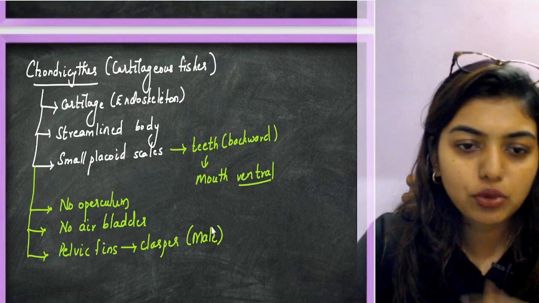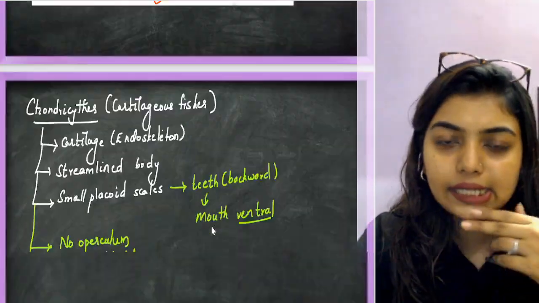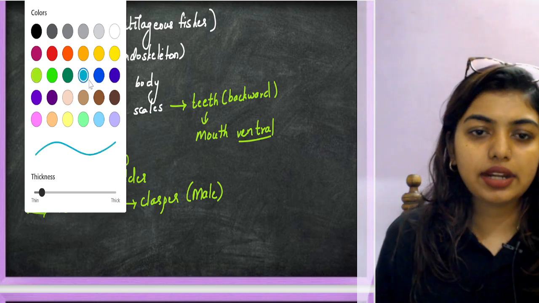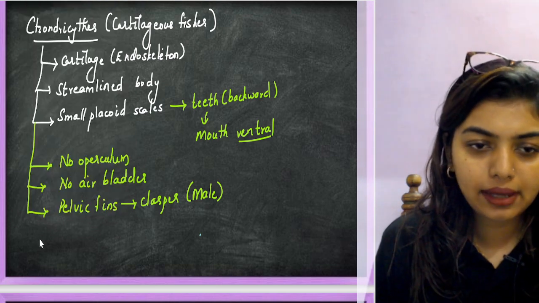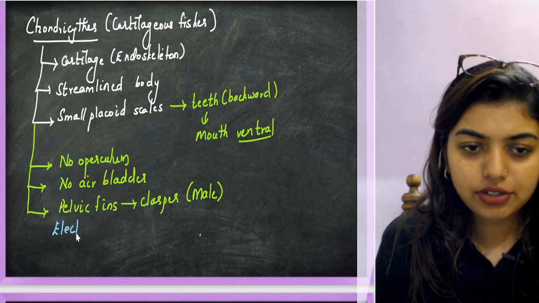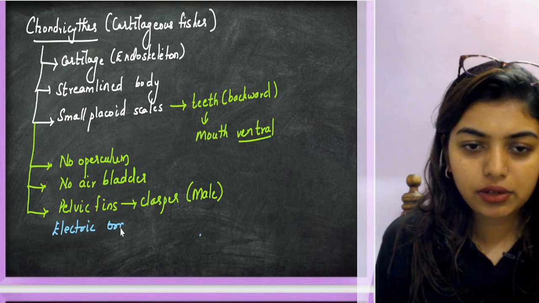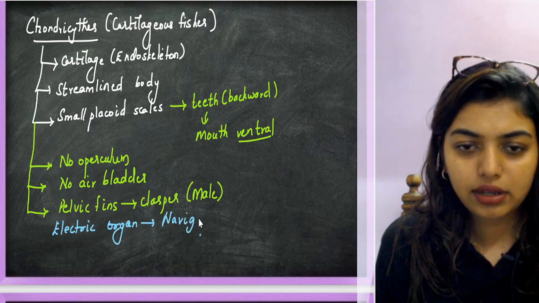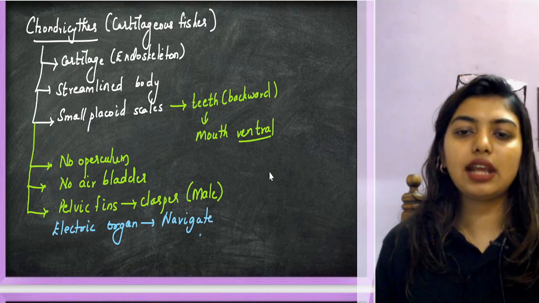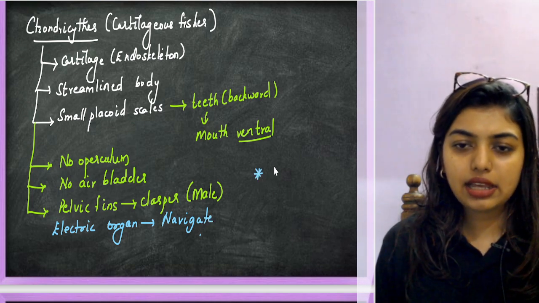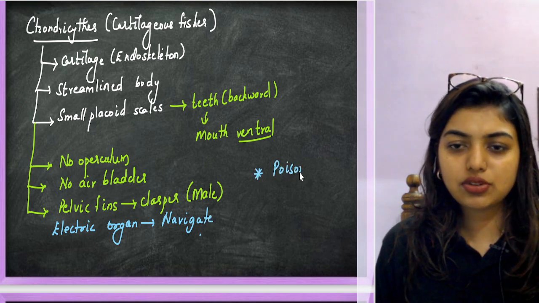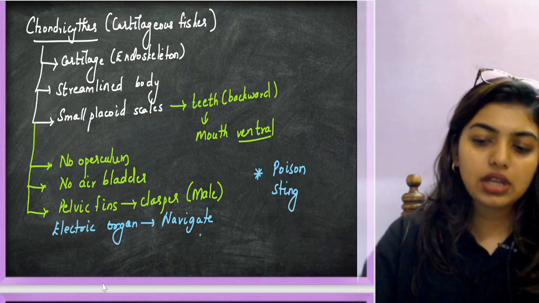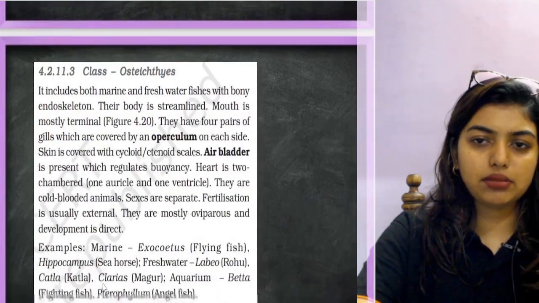So, no operculum, no air bladder, claspers on pelvic fins, and the electric organ also you will write. Even though I told it once again, write this. They have an electric organ, and this electric organ is to navigate. The next thing is that they have poisonous stings. Not everyone, students, some of the organisms have poisonous stings that will help them to kill the predator as well as the prey.